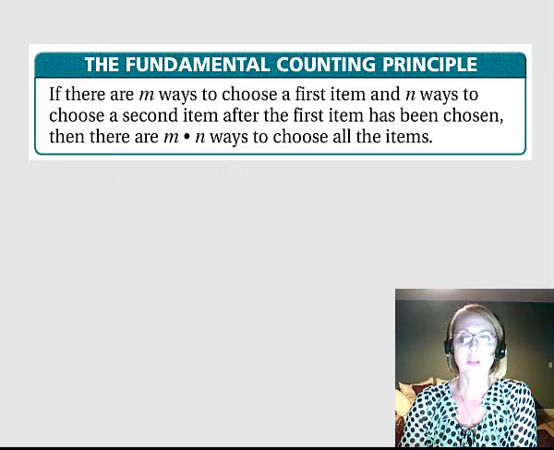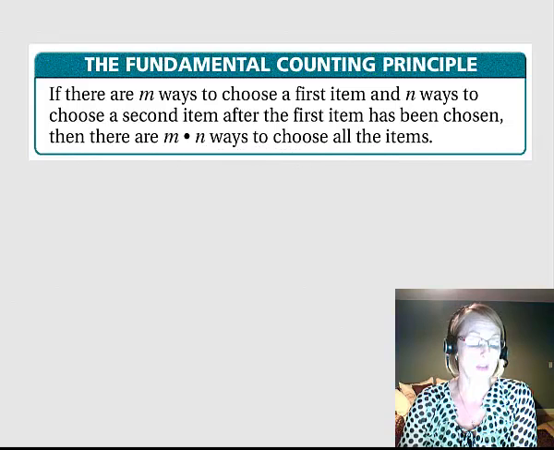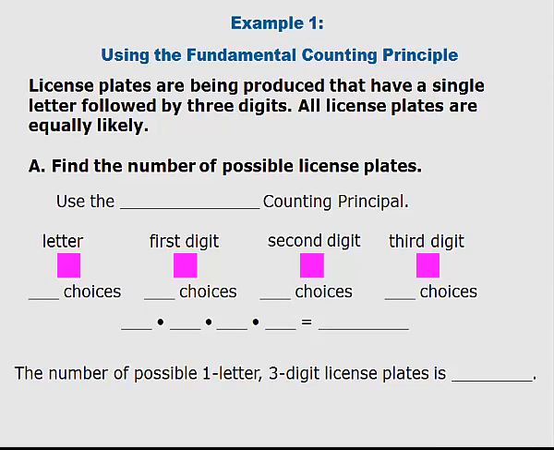The fundamental counting principle. If there are m ways to choose a first item and n ways to choose a second item after the first item has been chosen, then there are m times n ways to choose all the items. That is actually the definition, and we're going to show you how that works. Open to example 1 in your notebook, and let's look at it.